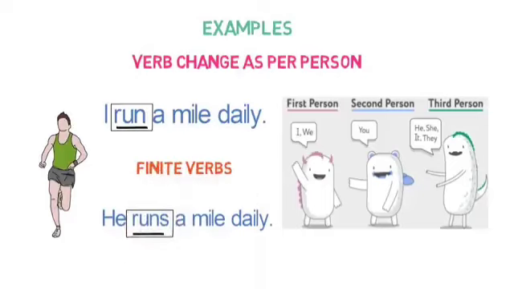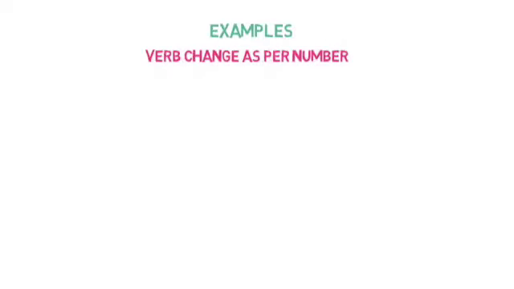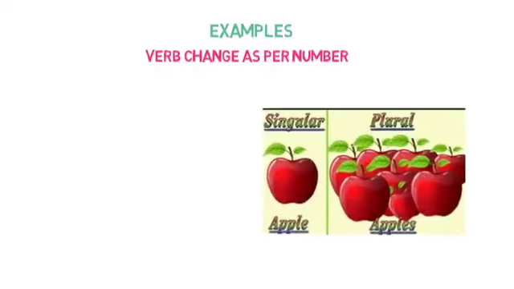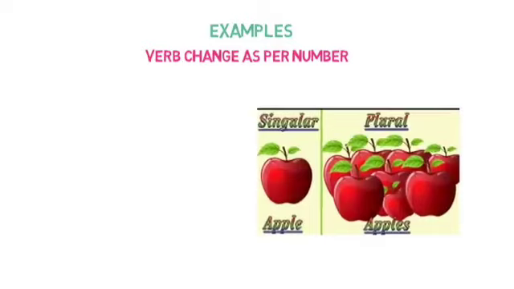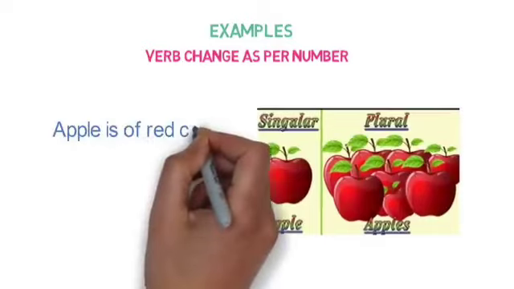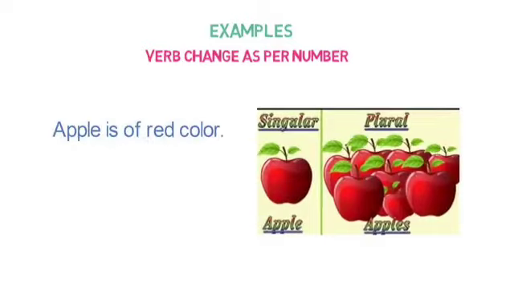Now that you are clear how finite verbs change as per person, let's look into the example of verbs that change as per number. That is, the subject is singular or plural. Apple is of red color. The subject apple is singular. Here the verb is.